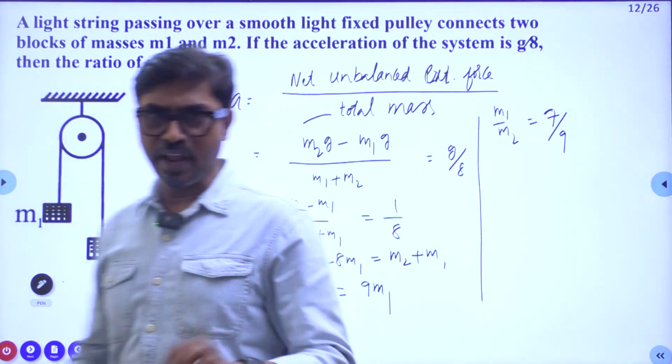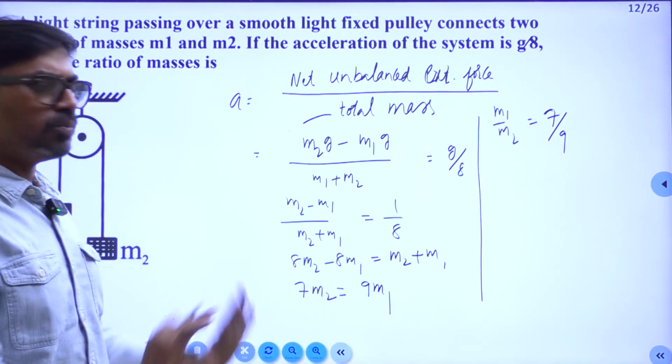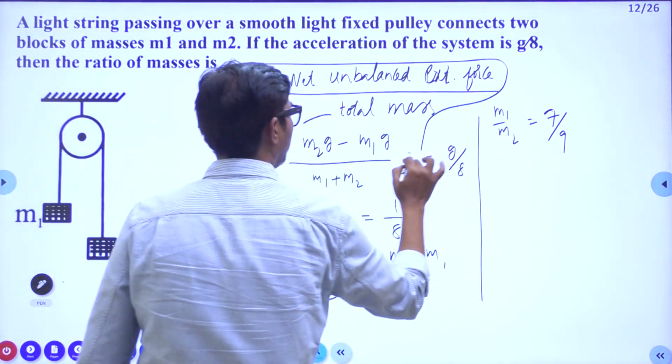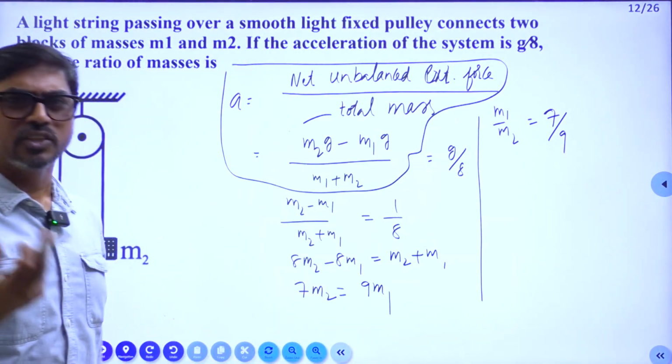The heavier one would be 9 parts and the lighter one is 7 parts. You have it. So it's a very simple formula. I hope you remember this. It's going to be very useful in solving problems just like this. It's like a shortcut type.